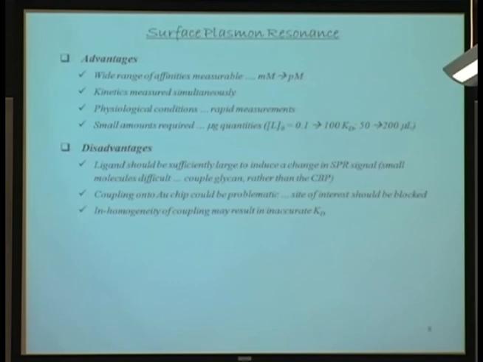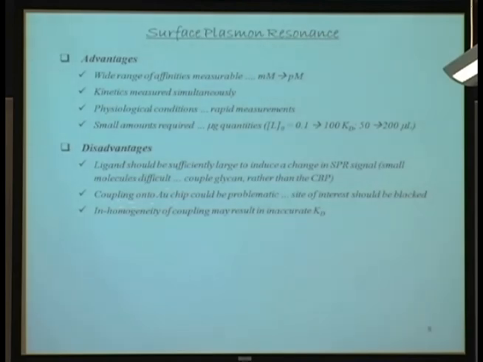The idea has been that you can couple the glycan to the gold surface rather than coupling the protein to the gold surface. Then you would have the protein, which is a much bigger molecule, coming onto the ligand and therefore giving you a bigger signal. There are pros and cons to both of the ideas. Okay.